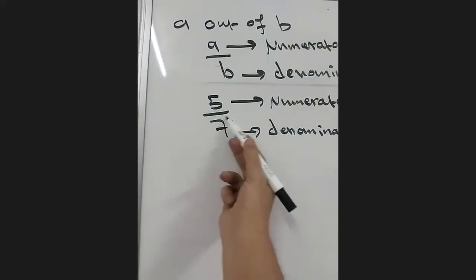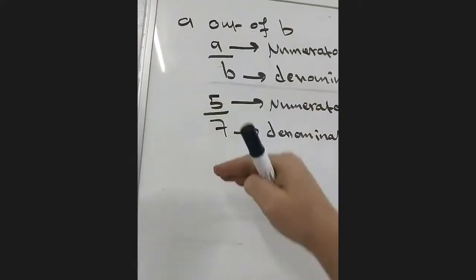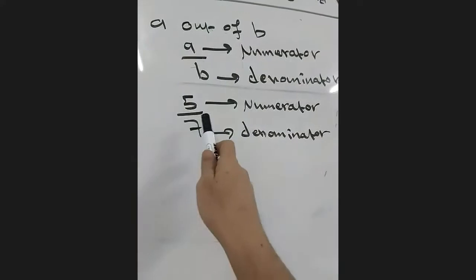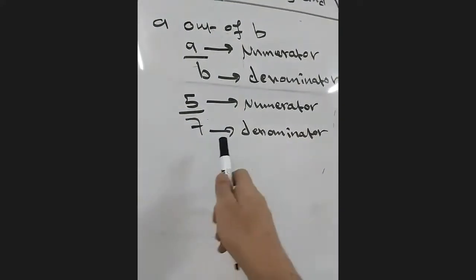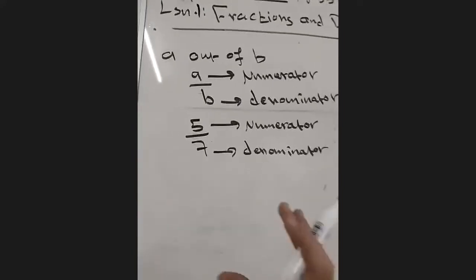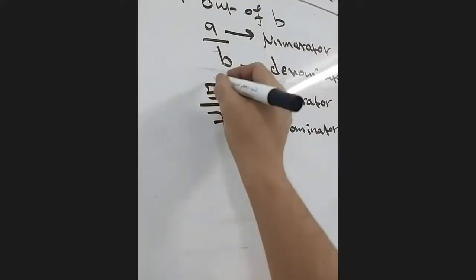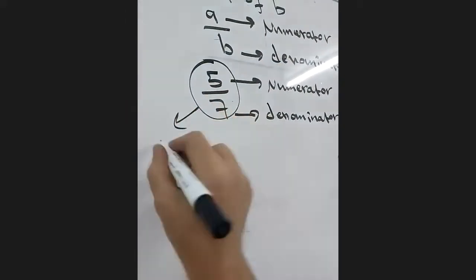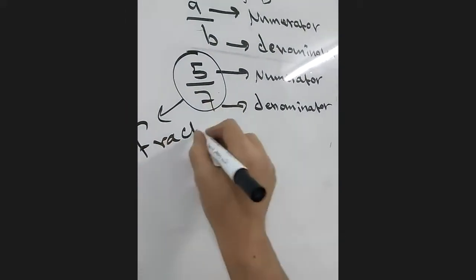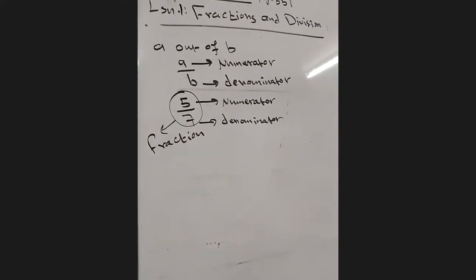So A out of B, we can write it A over B like this, and this line is the fraction bar, and this is important. The upper number over the lower number. The upper number, we call it numerator. The lower number, we call it denominator. Together, we call it a fraction.